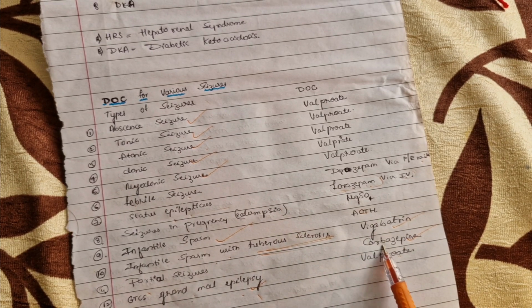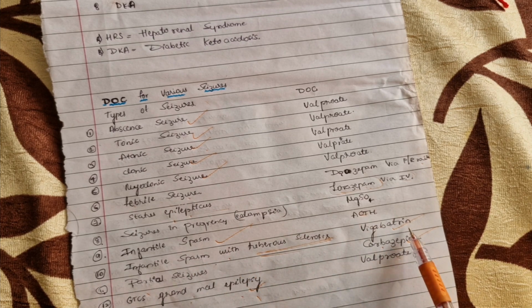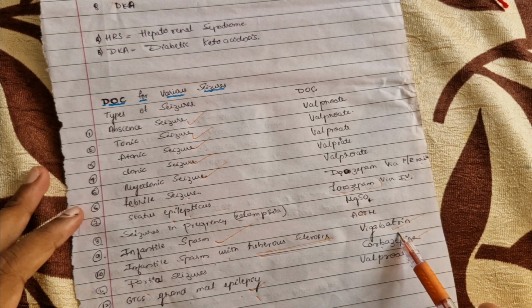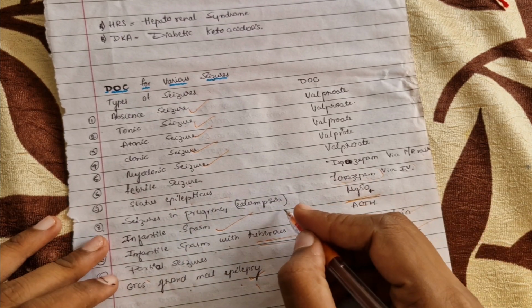Partial seizures, carbamazepine. Infantile spasm, ACTH. Infantile spasm with tuberous sclerosis, it is vigabatrin. And for seizures in pregnancy, we give MgSO4, that is for the eclampsia condition.